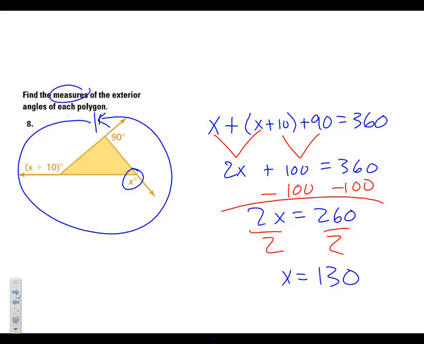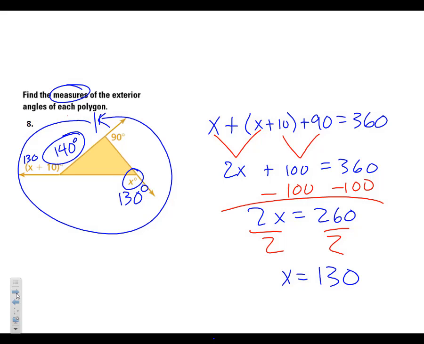But we want to know the measure of each angle. So I know that this x right here is 130 degrees. And over here, I've got to take 130 and add the 10, so this angle is actually 140 degrees. And then, of course, we know the one that is 90. So, ladies and gentlemen, pretty straightforward.